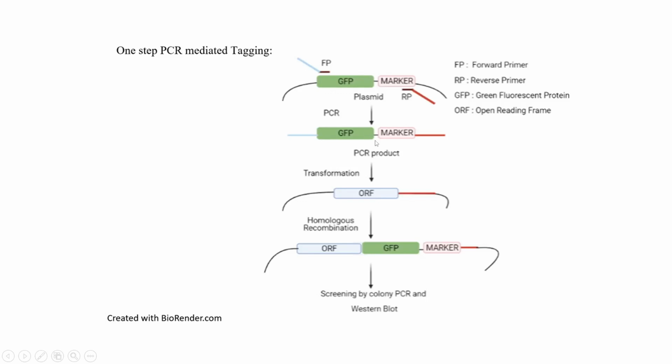Another practical way we can use with the sequenced genome is one-step PCR mediated tagging. So if there is a gene, for example, which codes for an ORF, an open reading frame, and you want to attach a GFP marker and a selectable marker to that gene. If this gene is transcribed, then the GFP will also be transcribed, and then you will directly get the fluorescence. So the detection will be easy in that case. But in the original genome, the GFP is not there.